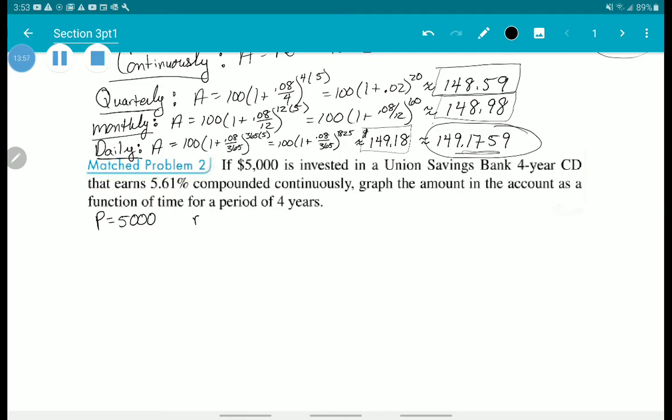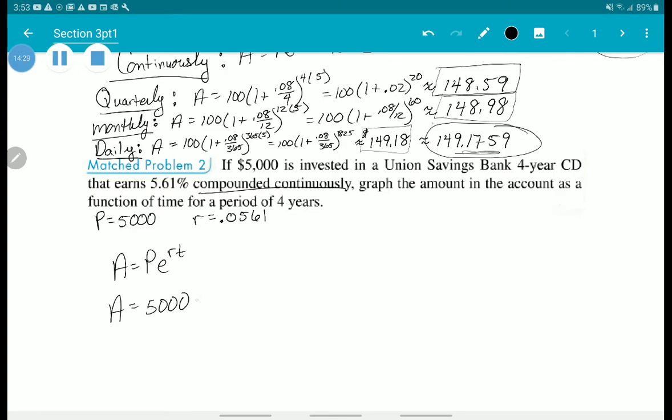And it's earning a rate of 5.61%. It's compounded continuously. We want to graph this function for a period of 4 years. So since we're using continuous interest, we're using the continuous interest formula. And we're going to graph this with respect to time.